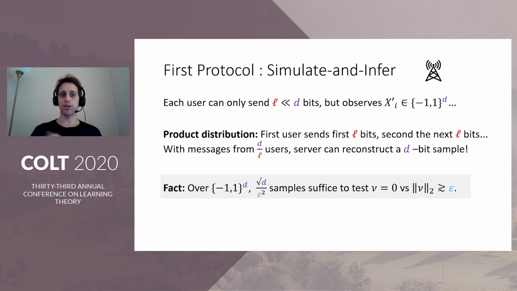Now, it's a known fact that for the mean testing problem over binary distributions, square root D over epsilon squared samples suffice to test our problem. Well, that gives the sample complexity I claimed. D over L to get samples, times square root D over epsilon squared samples, which is what we need, and that gives the D to the 3/2 over L epsilon squared.